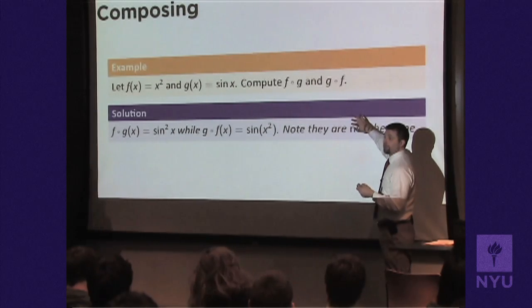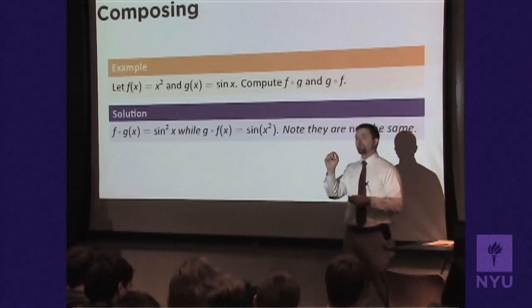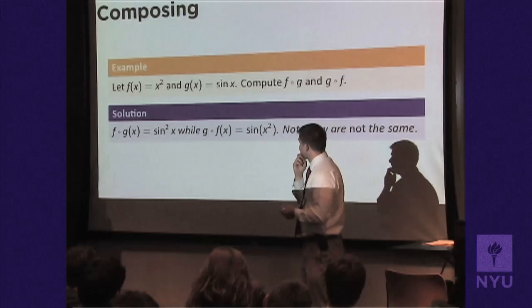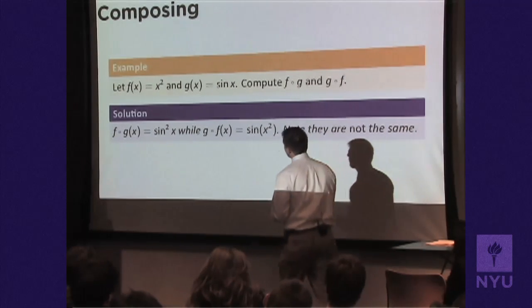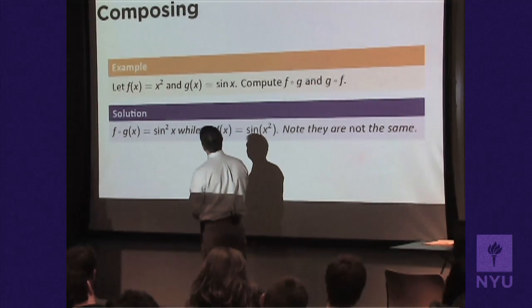How could you prove that they weren't the same? Well, just take some points and plug them in and see if you get the same value. Right? What is f composed with g of pi?